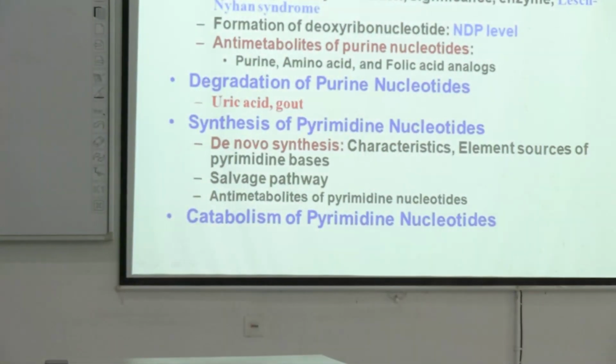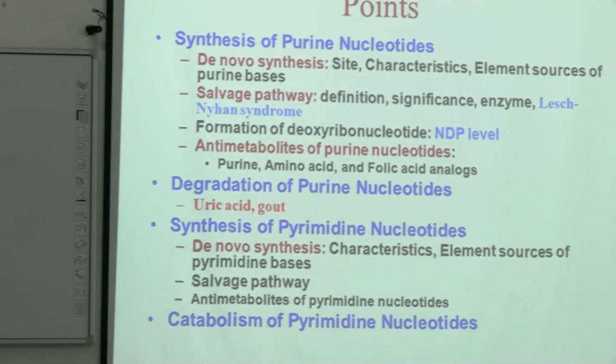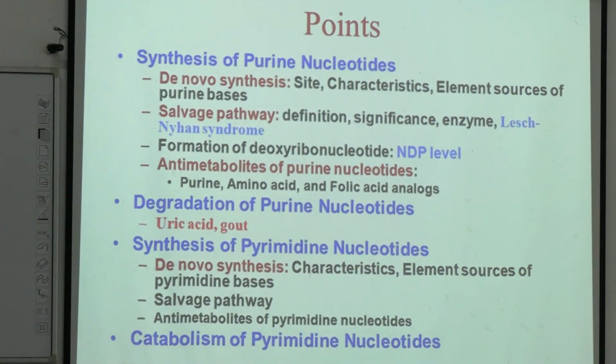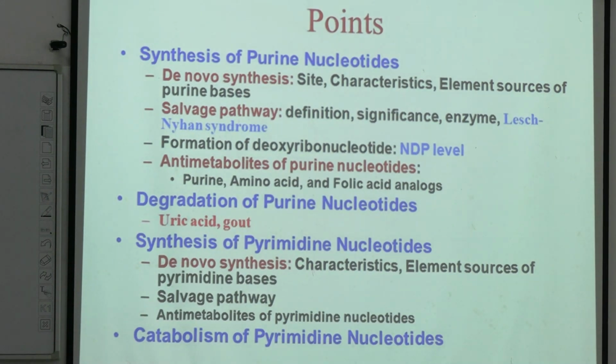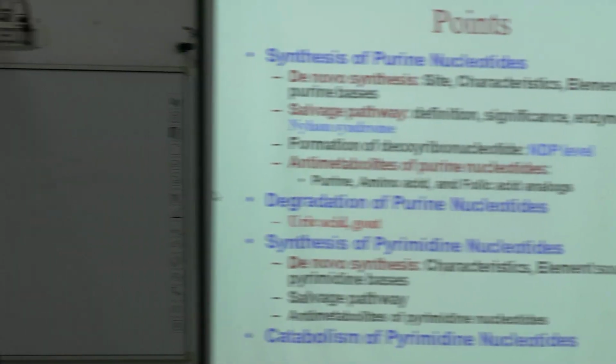So this chapter will hover around these points. We have to study de novo synthesis and salvage pathway of biosynthesis of nucleic acid, purine, pyrimidine biosynthesis, and their breakdown process which produces uric acid, the associated clinical condition called gout, Lesch-Nyhan syndrome, etc.